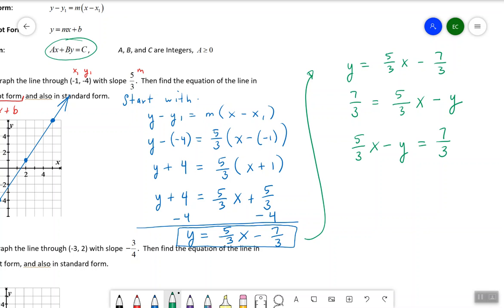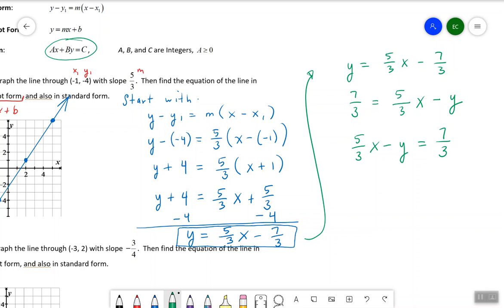And now we're getting close. We need an X term and then a Y term and then a constant on the other side. That's what we have, an X term and a Y term and a constant on the other side. We've got a positive coefficient on X, so that looks good. Just one more thing, A, B, and C have to be integers. What does that mean? We talked about integers back at the beginning of the course.